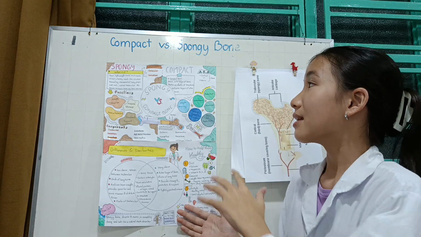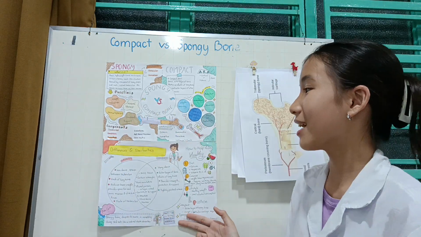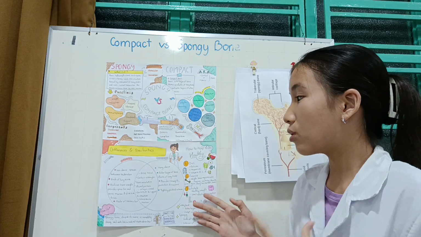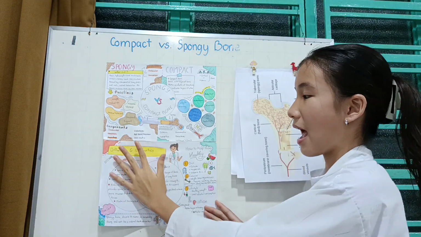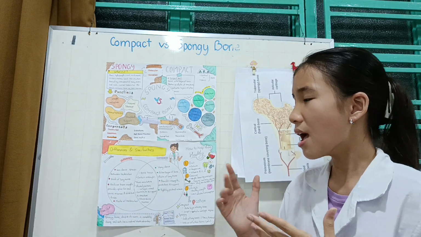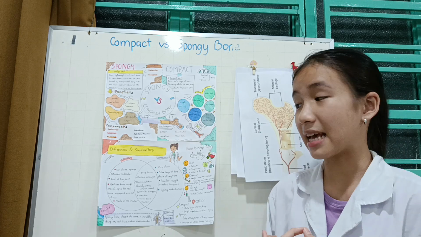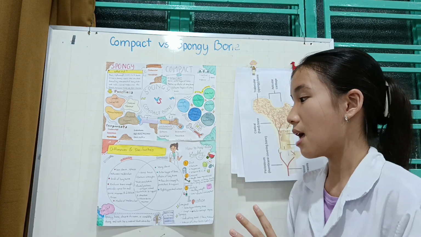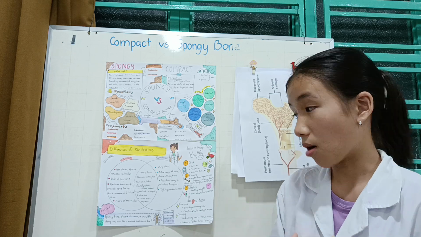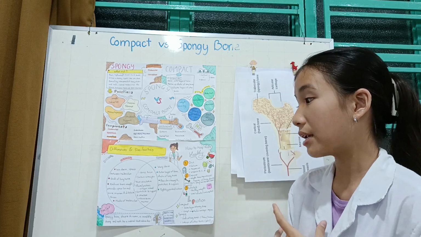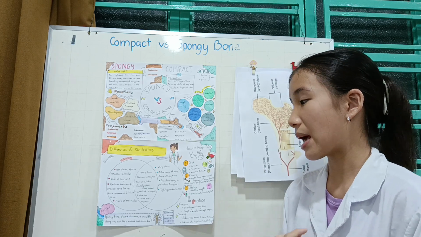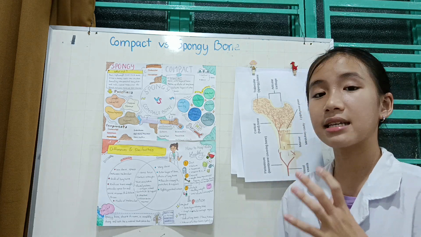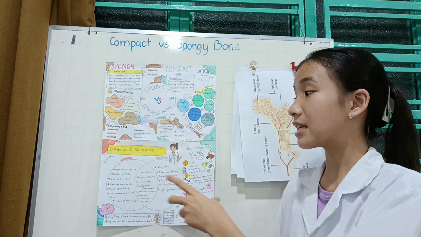That is the first mind map that I have. Moving on to the second mind map, the differences and similarities. I'll read this aloud. I have this Venn diagram here. Spongy bone is less dense, and there are spaces between the trabeculae. It is usually at the ends of the long bone. It reduces bone weight, provides space for red bone marrow, and distributes forces. That is the function. Next, it is made of trabeculae. That is the spongy bone.